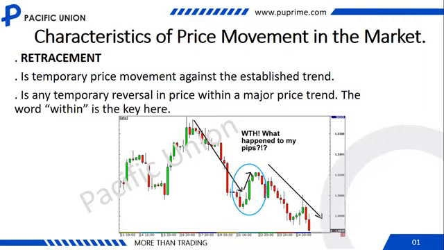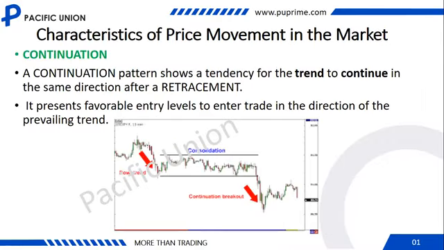Okay, so we talked about retracement, which is the temporary price movement against an established trend. What does it mean? If the trend is going up, the temporary movement against it is the retracement. Then after a retracement, we talked about continuation. These are the topics we spoke about last week, and they are all present in the previous videos.